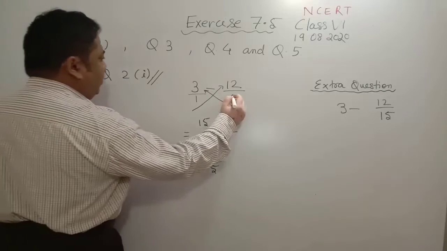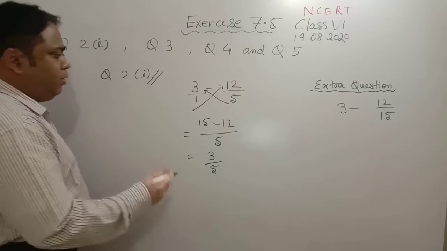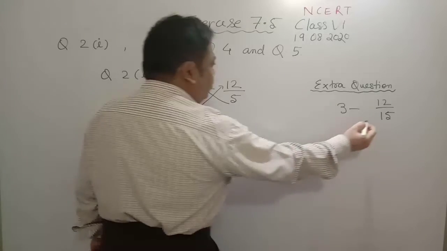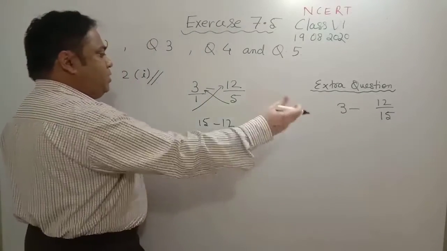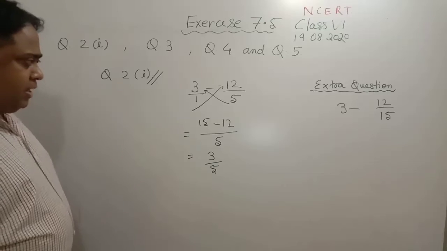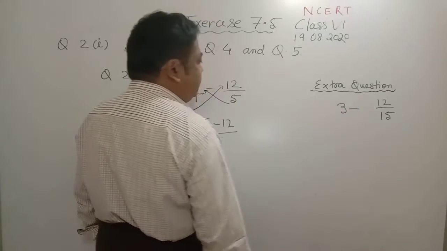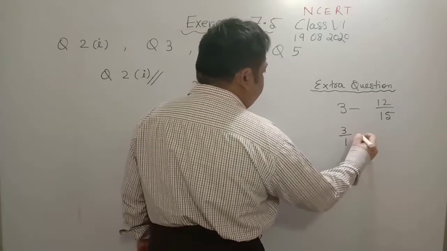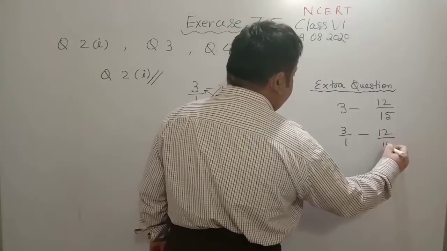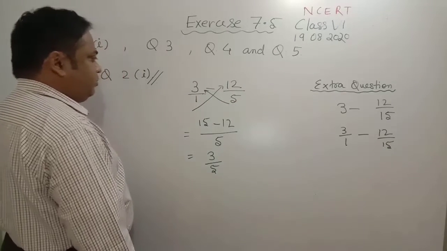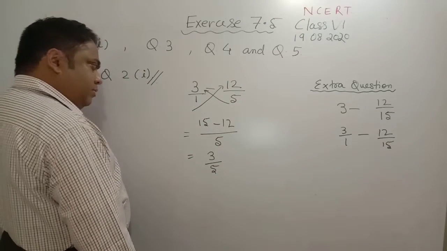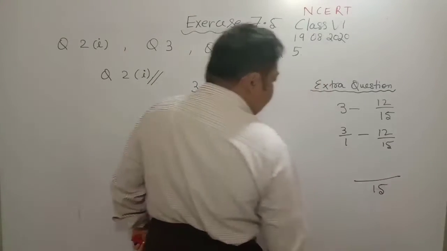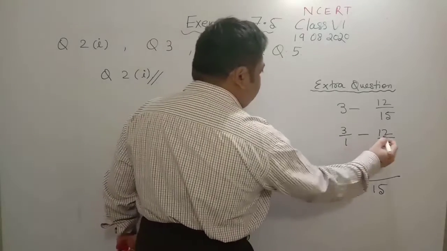Now I wrote the question 12 by 5, but below that, due to some reason, instead of writing by 1 here, I wrote over 1 over here. If by mistake that becomes a new question, let us see how we can do it. So this will become 3 by 1 and this is 12 by 15. In this case, LCM will be what? LCM will be 15.